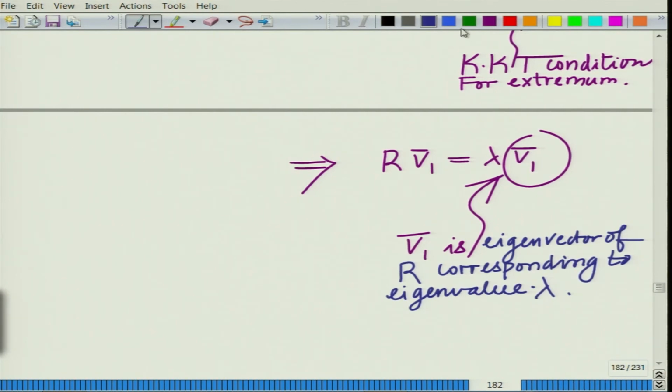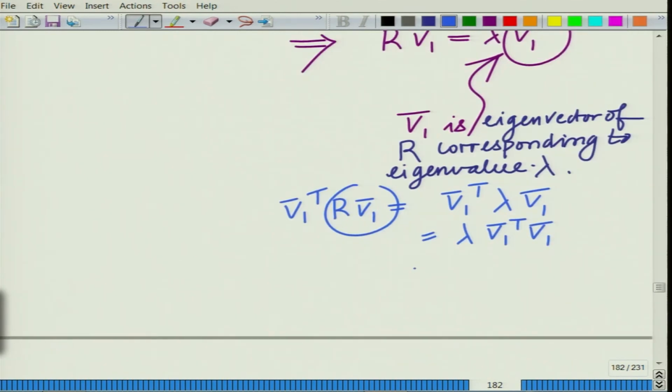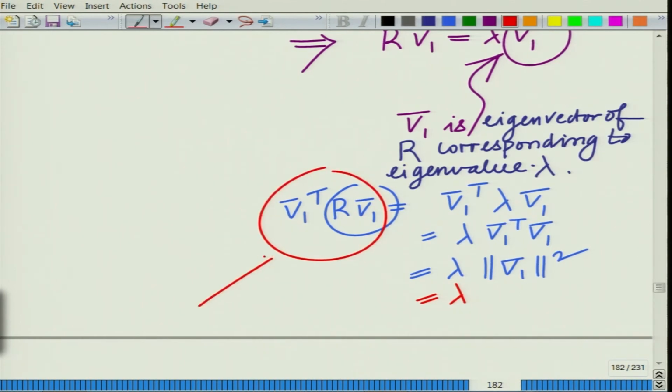Further, V1 bar transpose R V1 bar, which is the variance, is given as follows. Now R V1 bar equal to lambda V1 bar, so this is V1 bar transpose lambda V1 bar, which is lambda V1 bar transpose V1 bar, which equals lambda times norm V1 bar square. And norm V1 bar square is 1, so this is lambda.